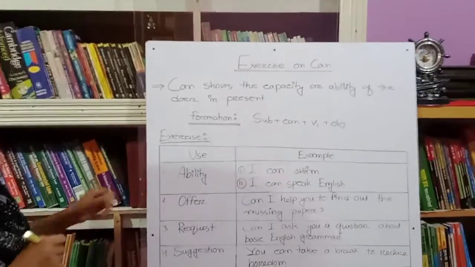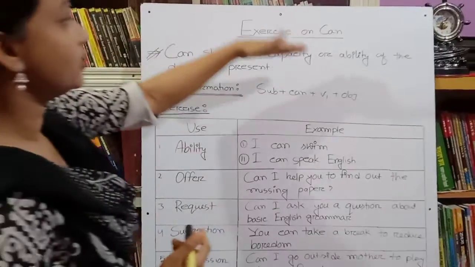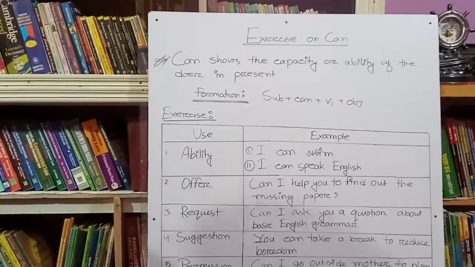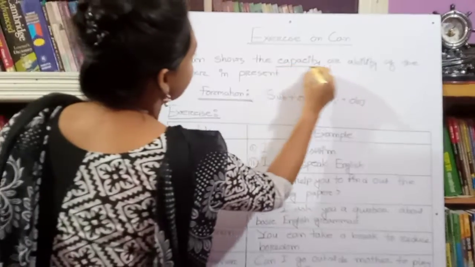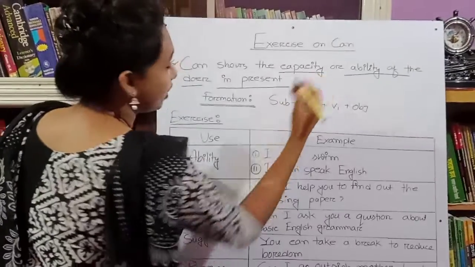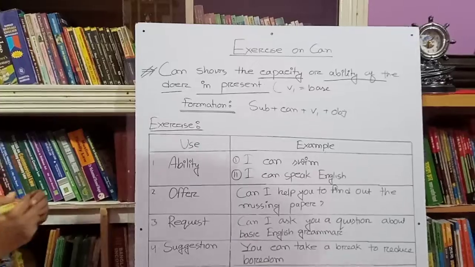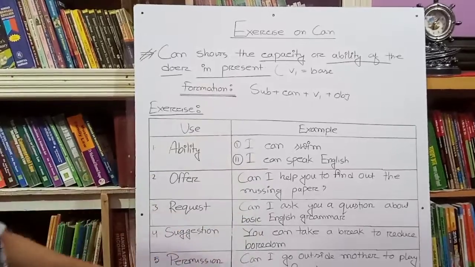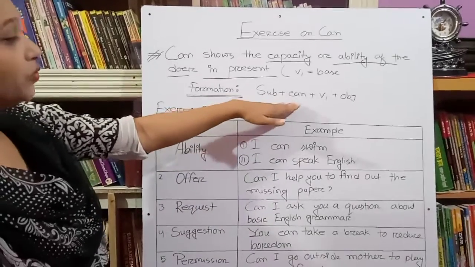Well, you can see, dear learner, here I have written where to use can. Exercise on can. Can shows the capacity. Already I have mentioned this is a basic thing, what can actually means. Can shows the capacity, ability of the doer in present, that means in present form, verb V1 base form. Well, and the formation is very easy. Remember this thing, it will help you a lot to make a sentence, and when you are speaking in English, this formation will help you a lot.